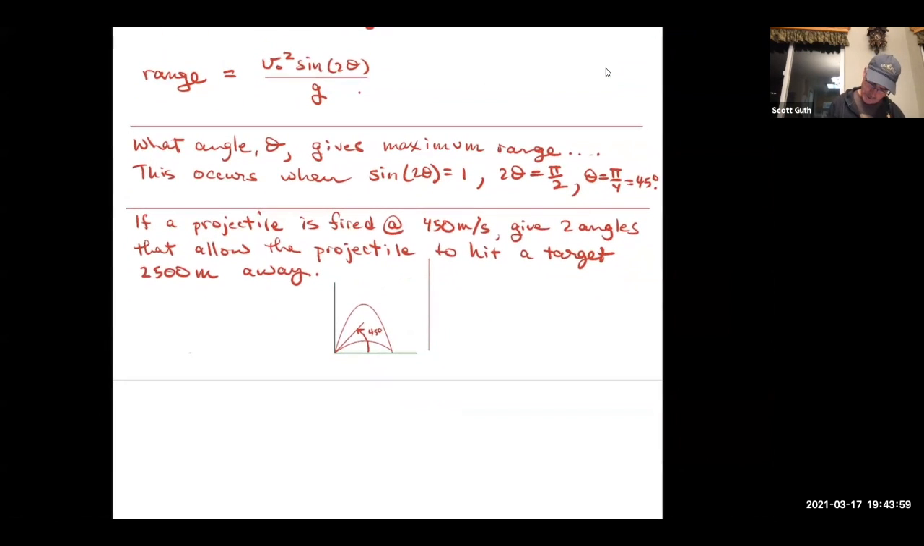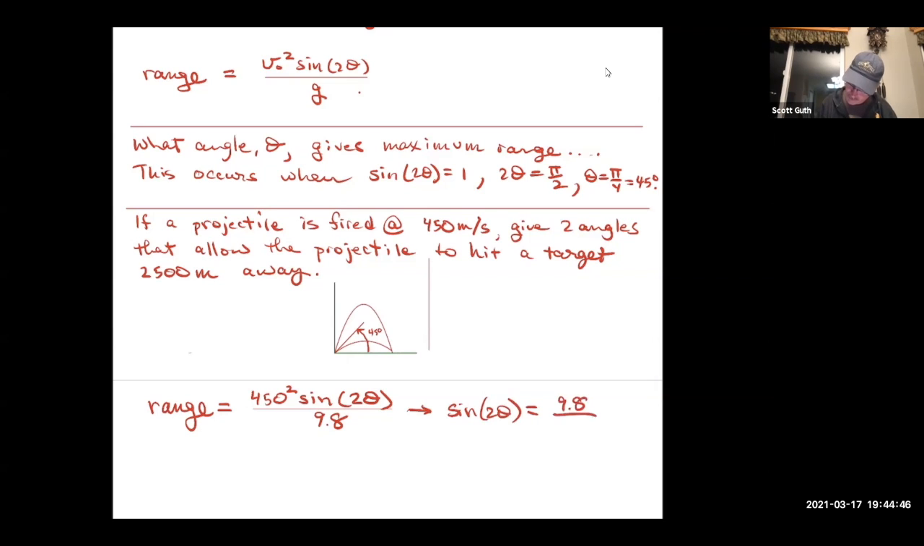So you take the range, put in the initial velocity, which is 450. That gets squared. Then we're going to have sine of 2 theta, and we're hoping to get 2 thetas out of that, and divide by gravity. This is in meters, so we're going to use 9.8 for gravity. So the sine of 2 theta is going to be 9.8 over 450 squared.